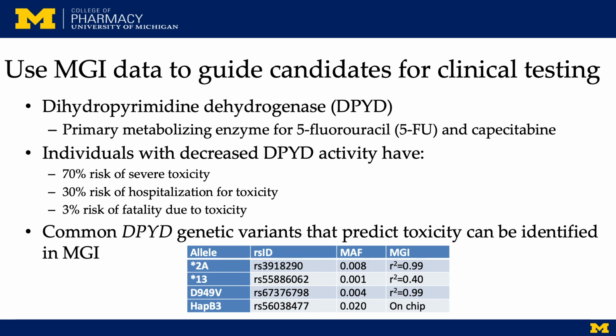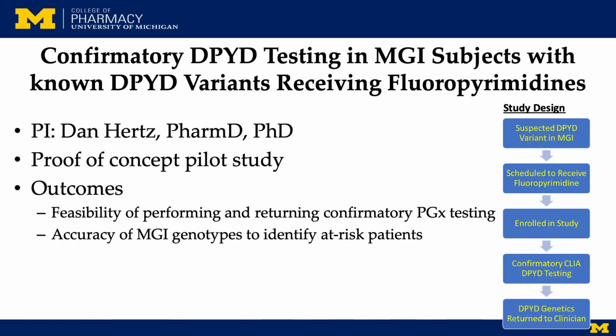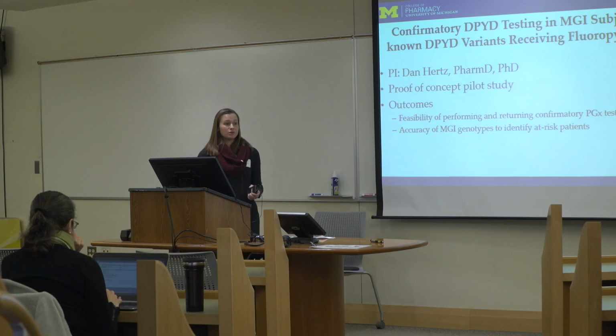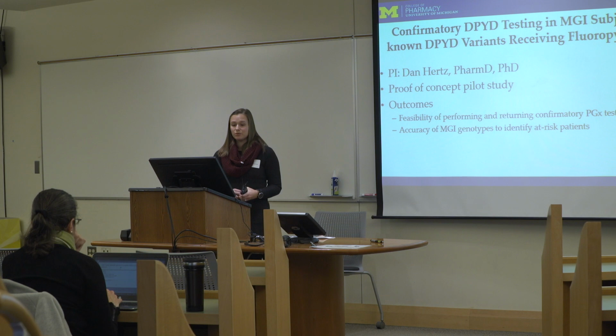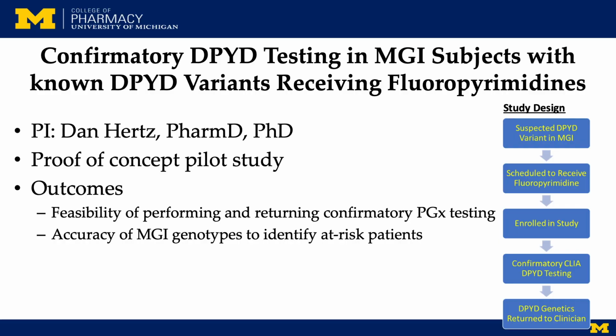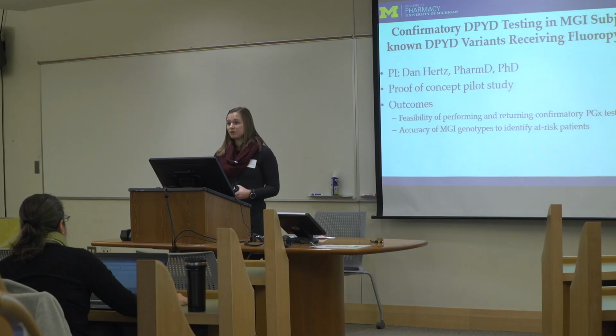So there's the opportunity to identify patients who are going to get these medications and who are at increased risk of toxicity based on their MGI genetic result, and to intervene by performing confirmatory clinical testing so that it can be used in the treatment decision of the prescribing oncologist. This study is being developed and led by Dan Hertz. It'll be a proof of concept pilot study to determine the feasibility of identifying these patients in time and confirming the clinical genotype result. Then, based on the ability to confirm that MGI genotypes accurately predict patients at risk of toxicity, how could we scale this to look at other pharmacogenetic markers to do a much more precise confirmatory genotyping approach in these populations?